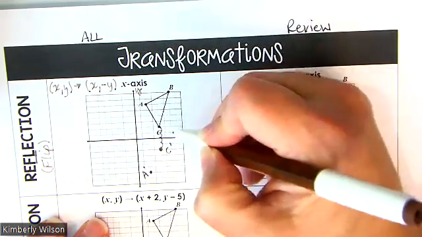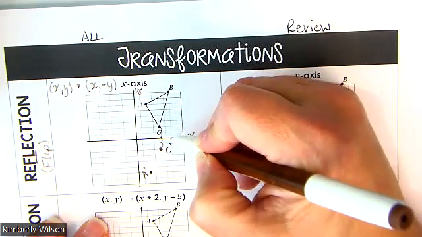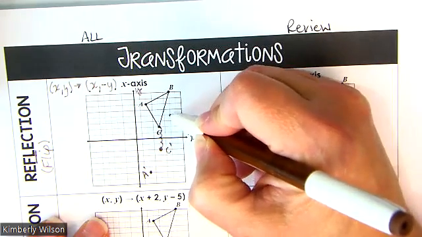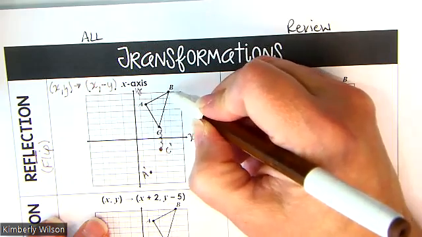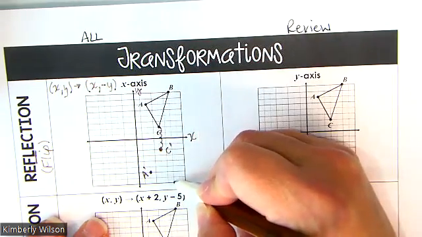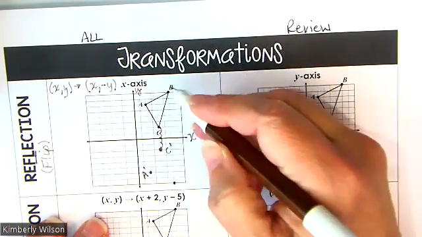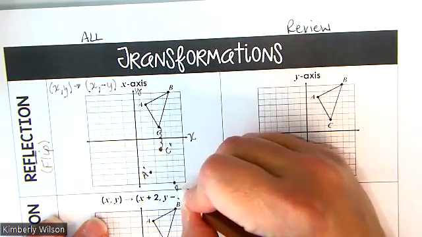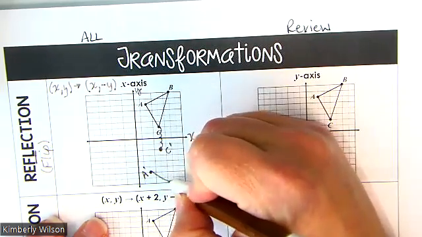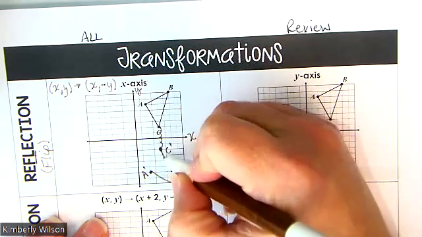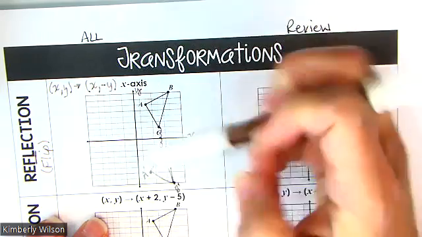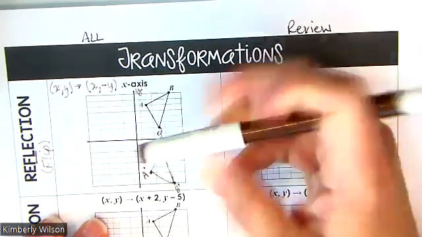There's A prime. B is at 1, 2, 3, 4, 5, 6, 7, 8. So it's going to be at 8 down here, but notice it's in the same X spot. And we connect the dots, going to the C, to the point where the C was.